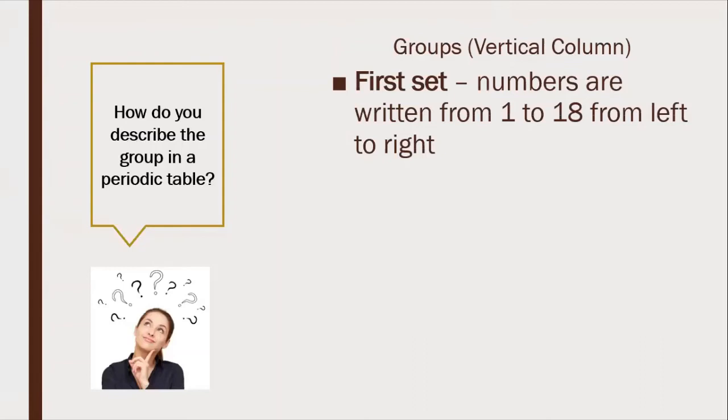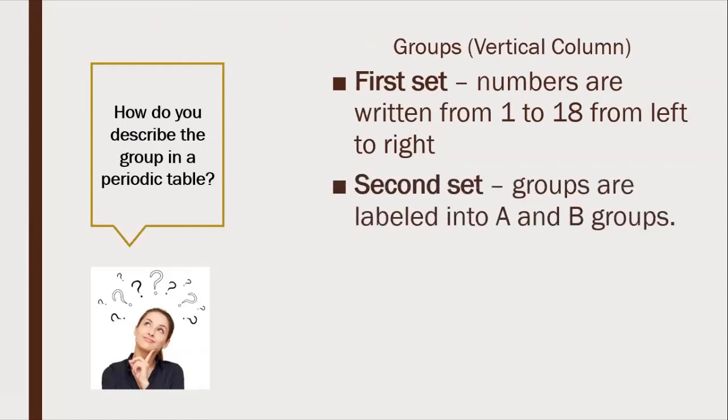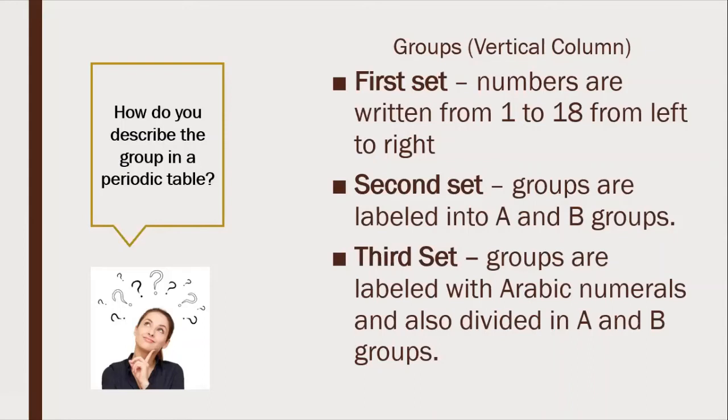So the second set now, the elements are divided into 2 groups. We have group A and group B. Malalaman natin ano ba yung group A at ano ba yung group B. Again, the second set is labeled into 2 groups, group A and group B. The totality of grouping the elements is part of the third set wherein nandun na yung Arabic numeral numbers and it is divided into 2 groups, group A and B.